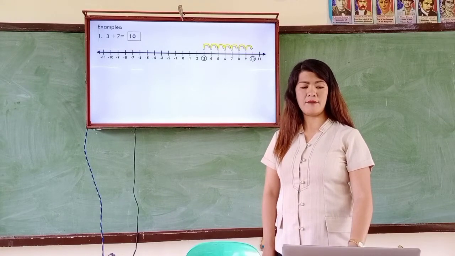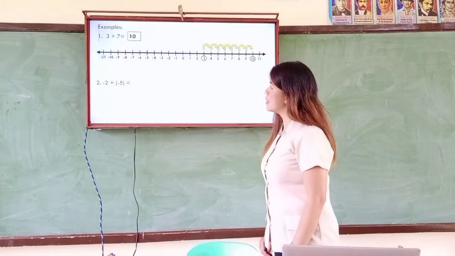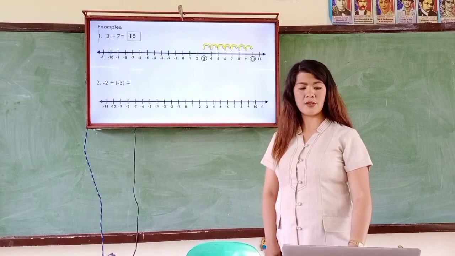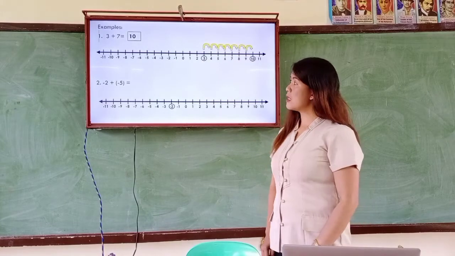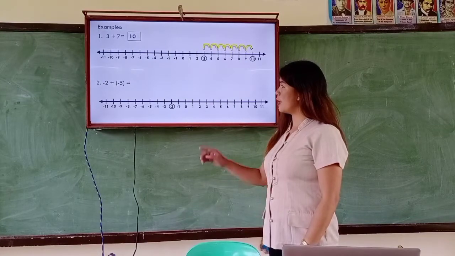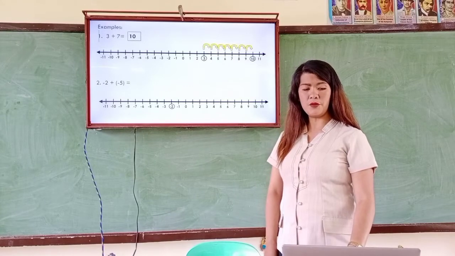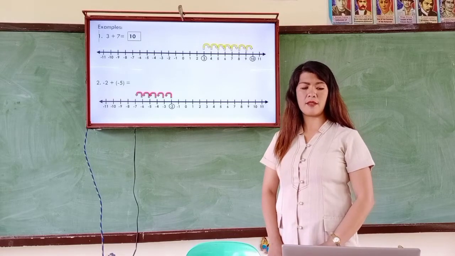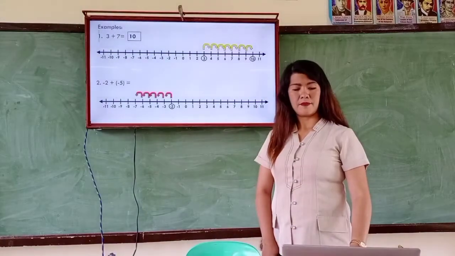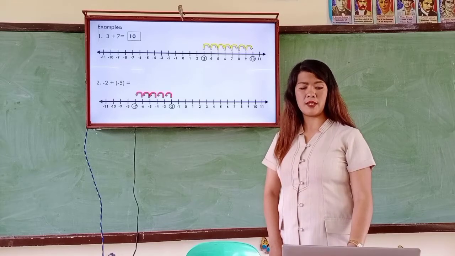Another example, we have negative 2 plus negative 5. We start at negative 2. Let us encircle negative 2. Plus negative 5. Since negative, we are going to move to the left 5 times. From negative 2, move to the left 5 times. So 1, 2, 3, 4, 5. We stop at negative 7. Therefore, negative 2 plus negative 5 is equal to negative 7.